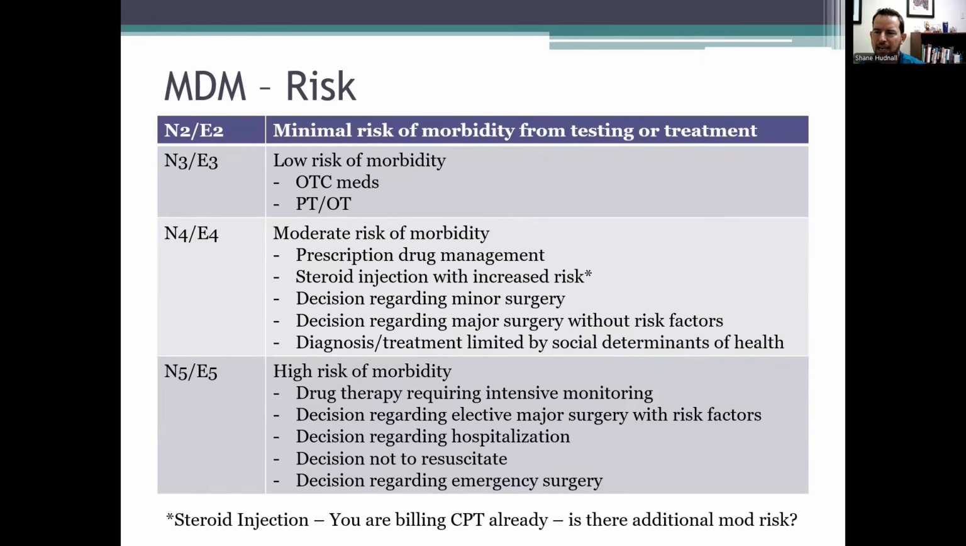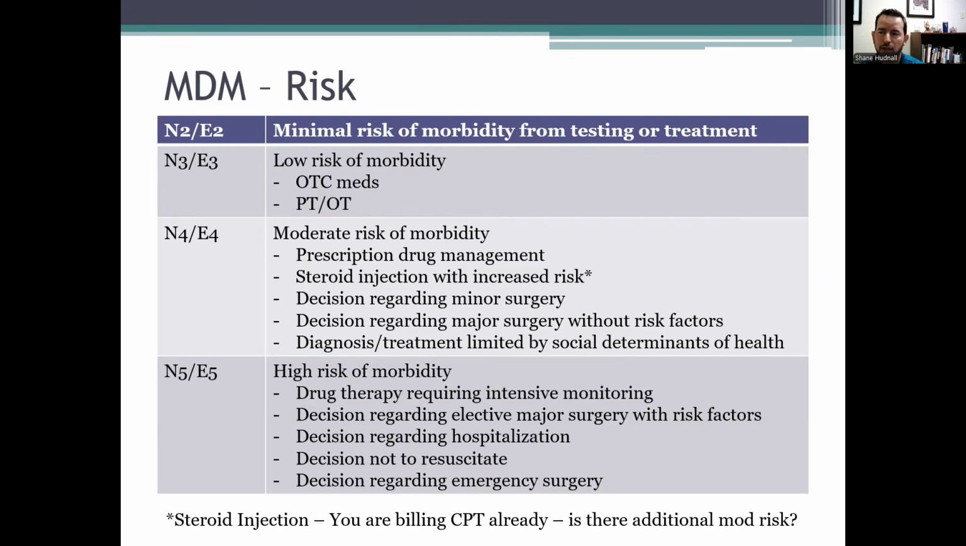And then finally, the last category, when you're looking at risk, a lot of what we see falls into the first two categories, the level 3 and the level 4, I should say. But there, for the low risk of morbidity, we're talking about recommending over-the-counter medications, physical therapy, occupational therapy are good examples of what falls into that. The moderate risk of morbidity, if you manage a prescription medication, so that includes whether you stopped something, told someone to continue it, or started something new.